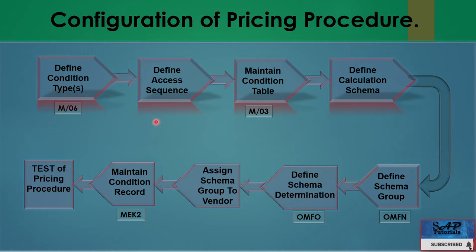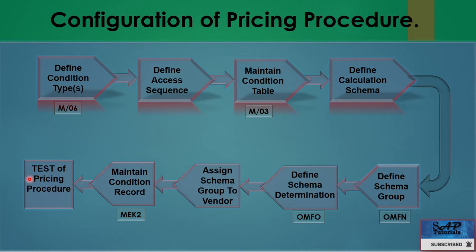So now my 100% pricing procedure is defined. I have defined condition types. I clubbed them together. Then I created the schema groups for vendor and purchasing organization, and I mapped them with pricing procedure with this calculation schema. Here I have mapped that with document type. Then I have added the vendor schema group into pricing, and then I have defined access sequence for the condition types and maintained tables for them, and then maintained records as well.